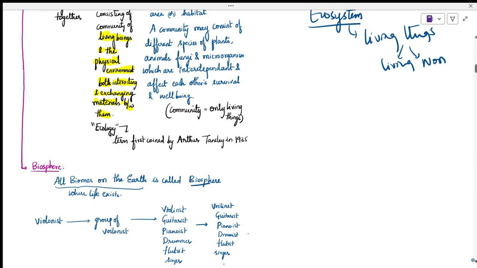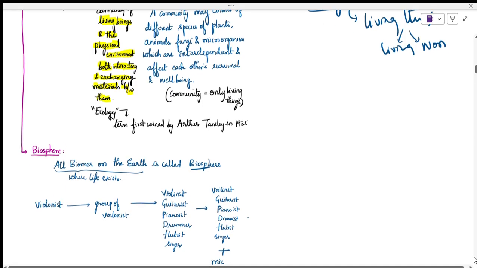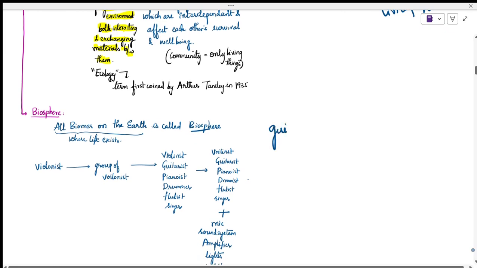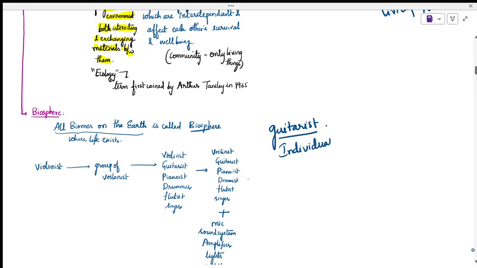So to remember this, we can remember with the help of orchestra. Just take an example. There is a guitarist. I've written violins there, but there is a guitarist. It is called individual. He can act independently. He can play guitar, right? So without any instruments there, also he can act independently. So it is called individual. Then species. So group or troop of guitarists. Guitarist troop is called species.